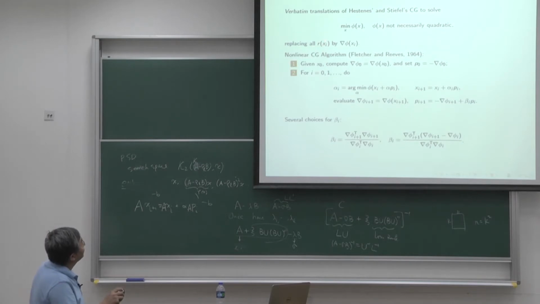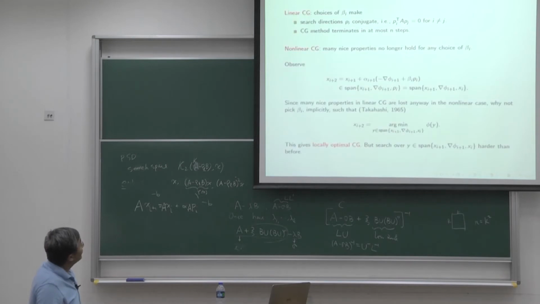So replace the residual by the gradient. Everything is the same. The formula is exactly as before. This is fine, and then the residual, the direction is also defined that way. You can do it, but you lose a lot of the properties of the linear CG case.